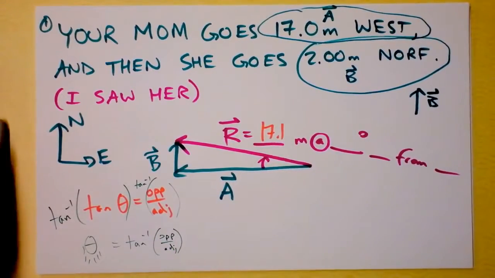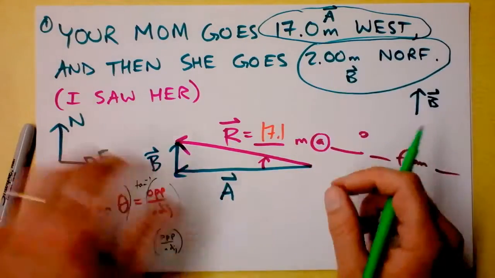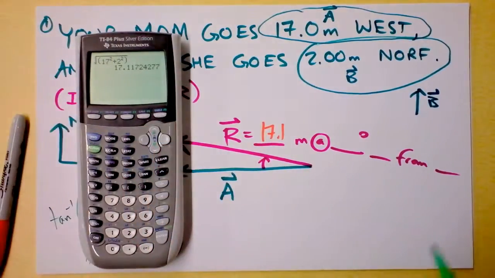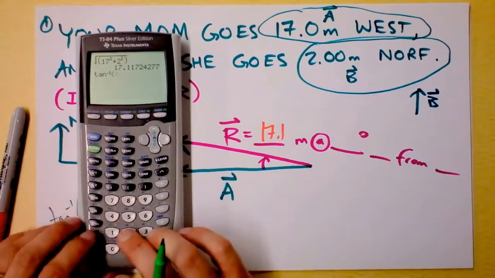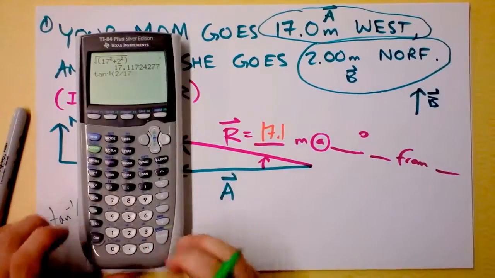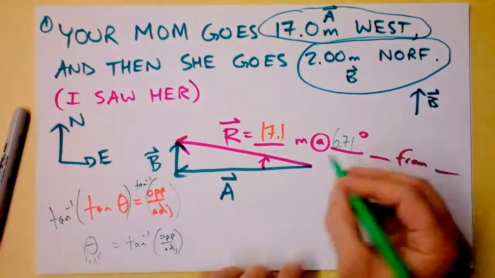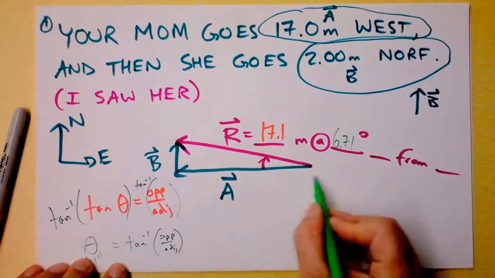So you take the inverse tangent of the opposite side, which in this case is 2 meters, over the adjacent side, which is 17 meters. Watch this. I'm going to make sure I'm in degree mode. So I take inverse tangent of 2 divided by 17, and I get 6.71 degrees. That's not a lot of degrees, and that's consistent with my picture where B is short and A is long.